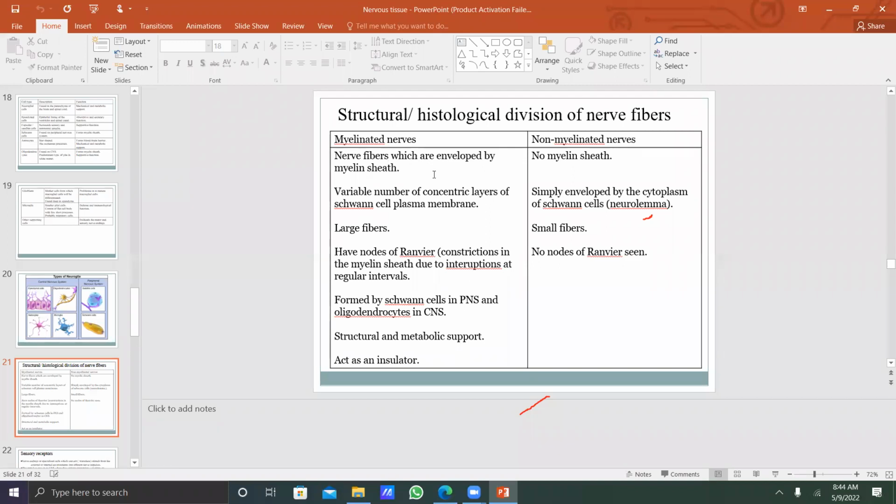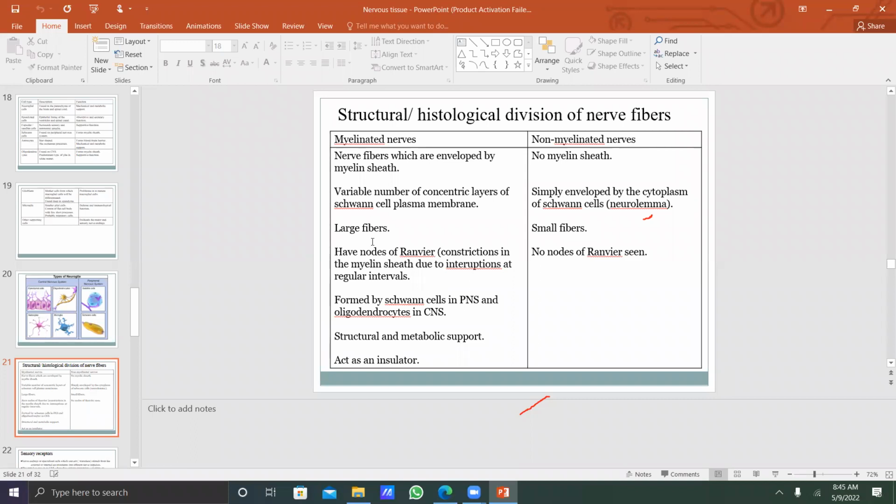Myelinated nerves have the myelin sheath. So, the myelinated nerve fibers are enveloped by myelin sheath. Non-myelinated nerves have no myelin sheath. Myelinated nerves have variable numbers of concentric layers of Schwann cell plasma membrane. Therefore, they are large fibers. But the non-myelinated nerves are simply enveloped by the cytoplasm of Schwann cell. That is called the neurolemma. Therefore, they are very small fibers compared to the myelinated nerves.